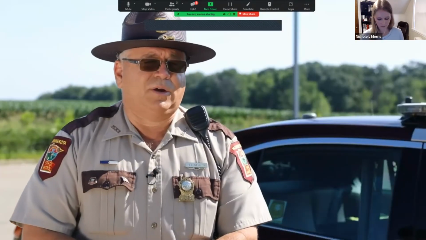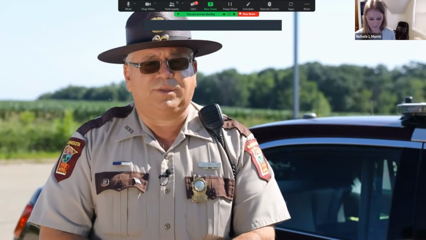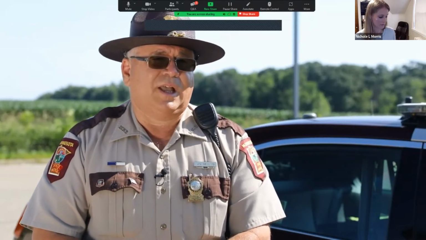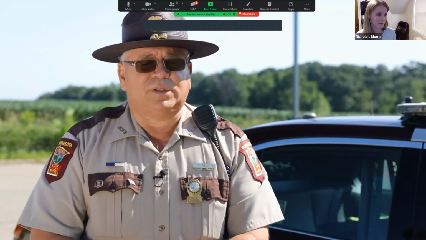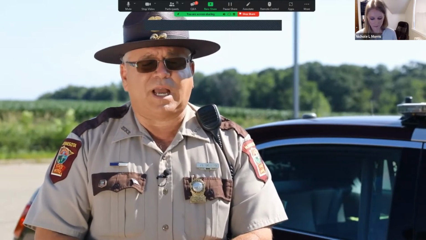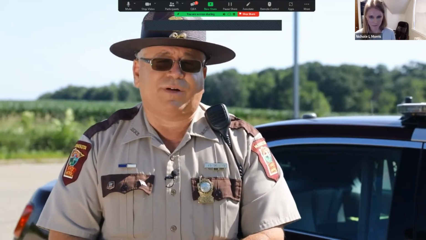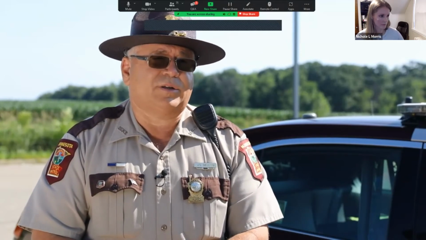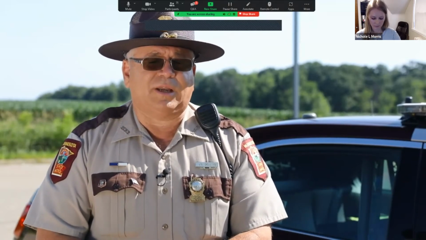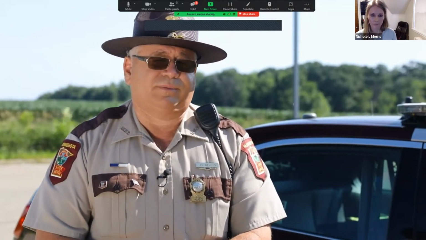Well, the crash scenes can be horrific because you're dealing with vehicles that get hit at high speeds. And the roads that I work on down here in Scott and Carver County, the 4-lane highways are usually 65-mile-an-hour posted speed limit areas. So we're getting cars that are getting into crashes at high rates of speed.